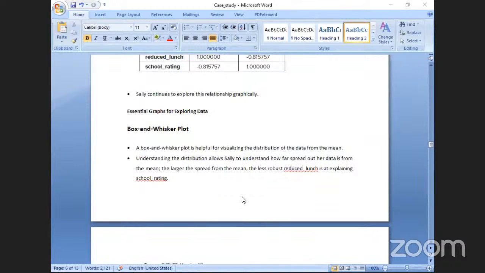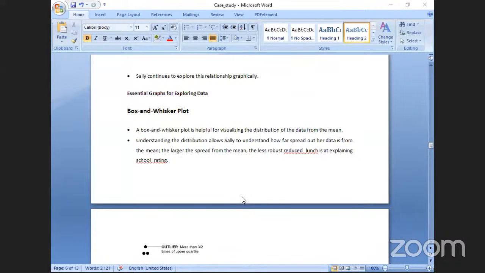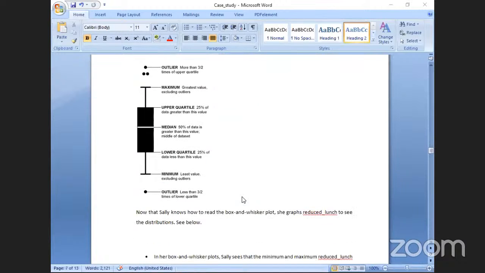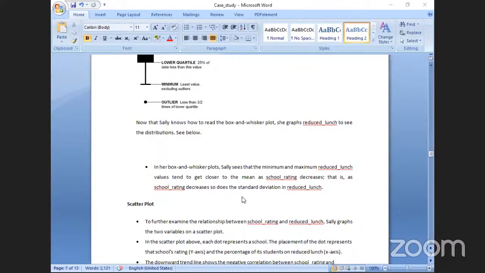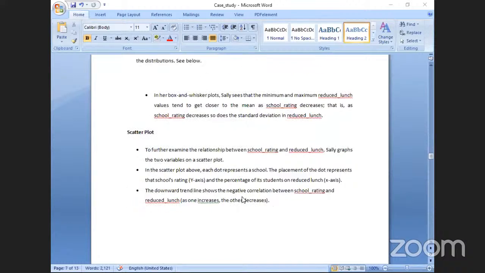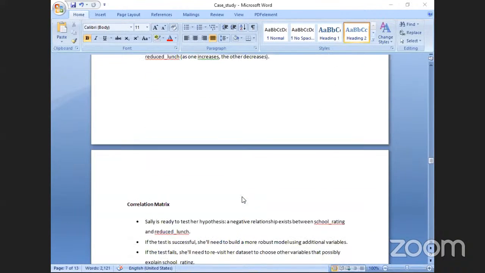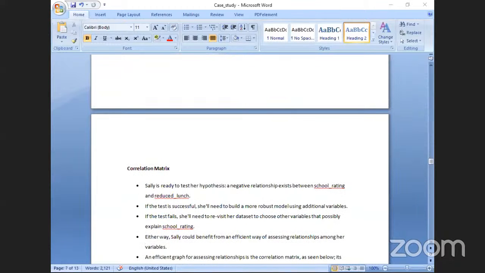To understand the relationships existing between the variables, she has used box and whisker plots, and you can also use scatter plots to understand the relationship. Of course, this is the second way of analysis, and the third one is the correlation matrix. I'm going to show you how it has been generated and what kind of inference you can make with respect to these plots.